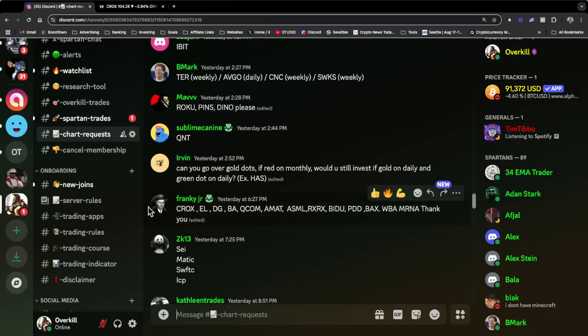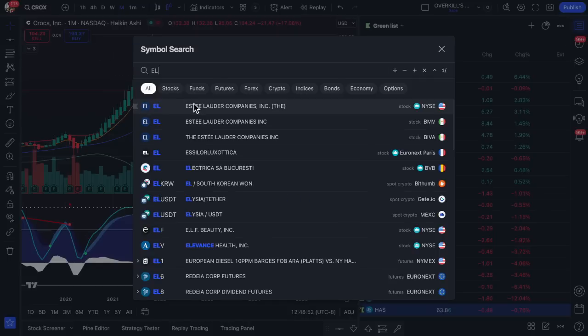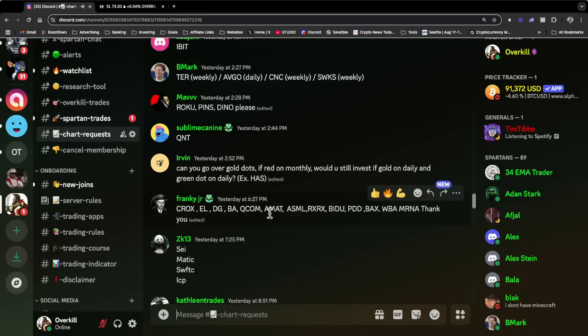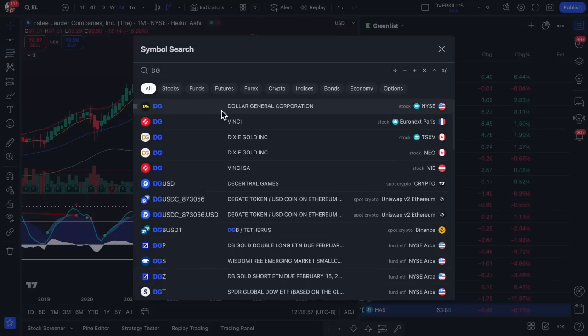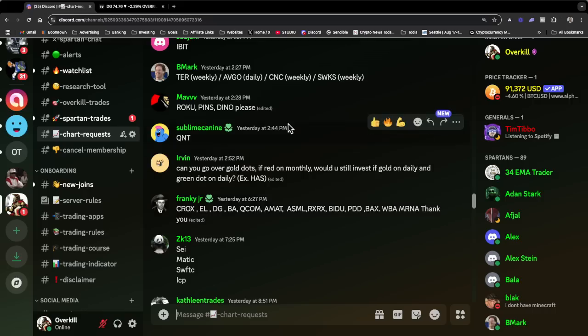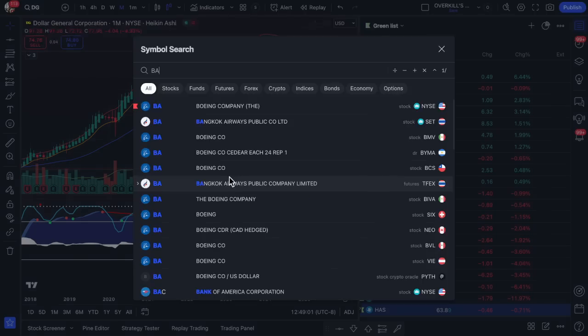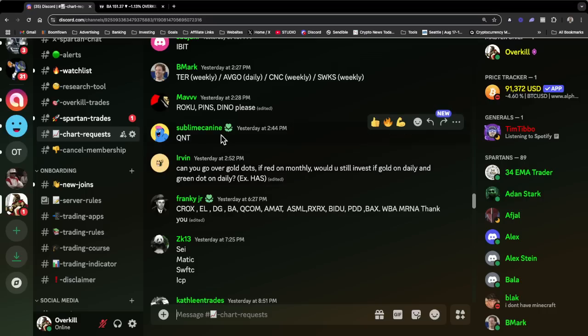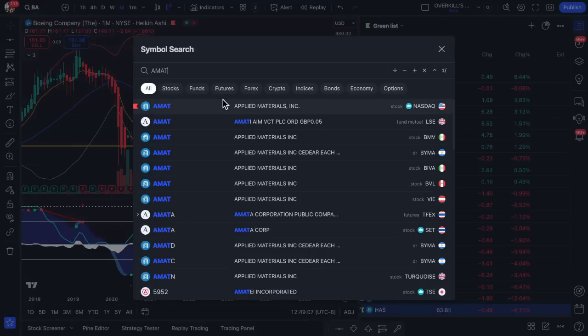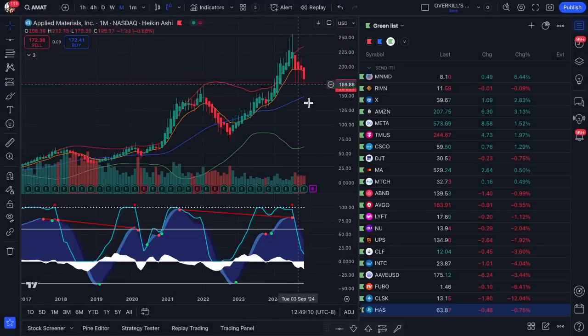Crocs is red on the monthly. I wouldn't touch it. EL is red on the monthly. I wouldn't touch it. DG, Dollar General, red on the monthly. I wouldn't touch it. BA, red on the monthly. Wouldn't touch it. QCOM, we already covered. AMAT, red on the monthly. Wouldn't touch it.